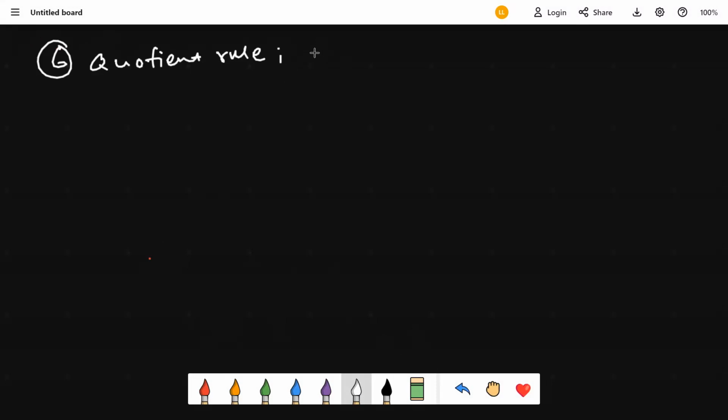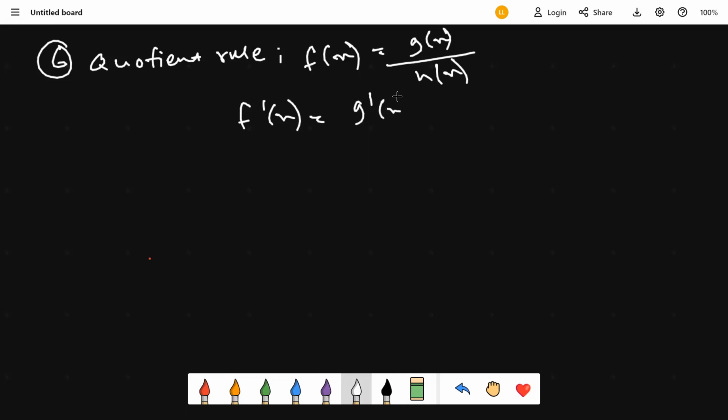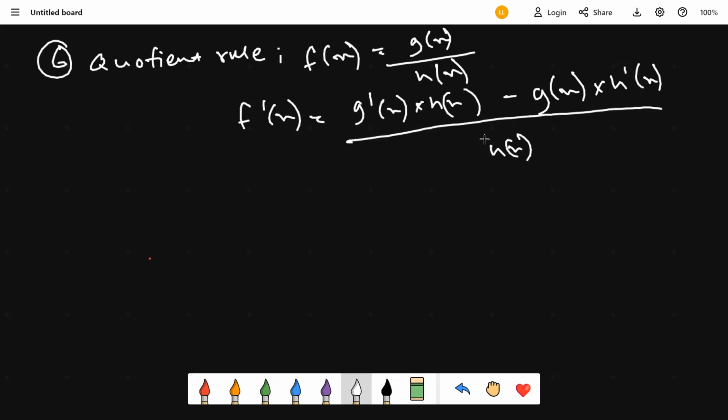Now, the quotient rule says if we have a function f of x represented as a fraction, g of x over h of x, that is, f of x is equal to g of x by h of x, then f prime of x is represented as g prime of x multiplied with h of x, minus g of x times h prime of x, over h of x whole squared.